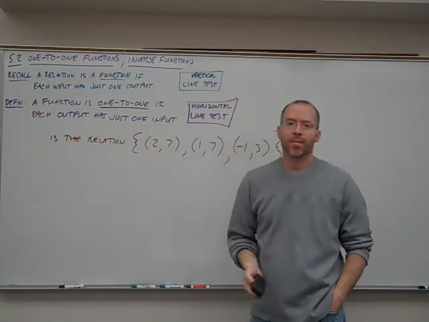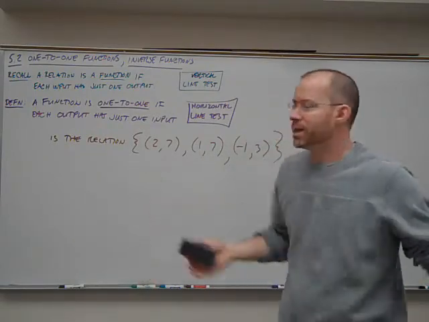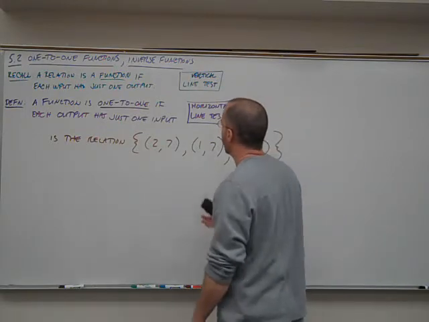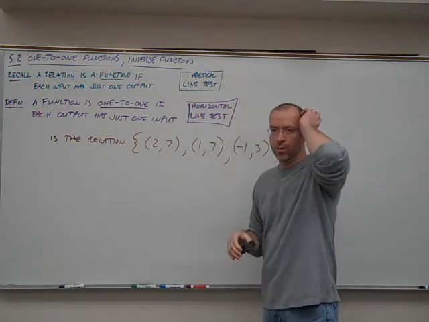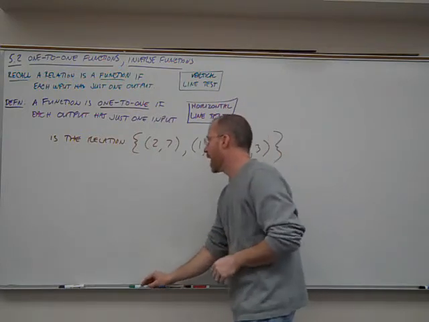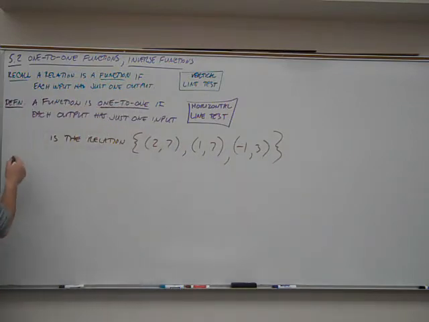Why do we care about one-to-oneness? Why is this an important characteristic of functions that we would want to look at? It becomes clear with the next definition or two here.